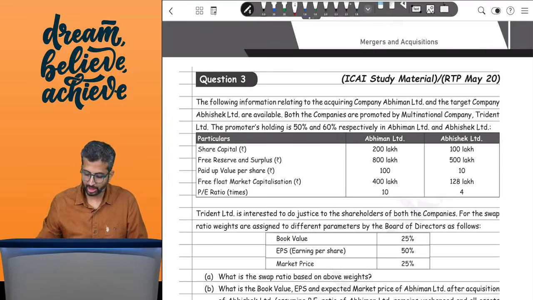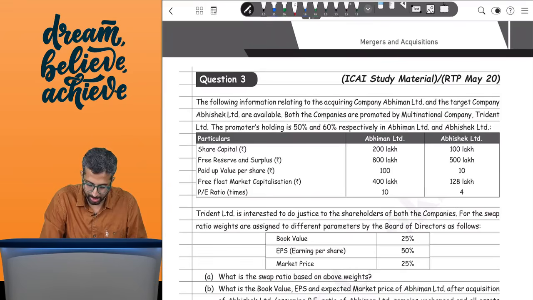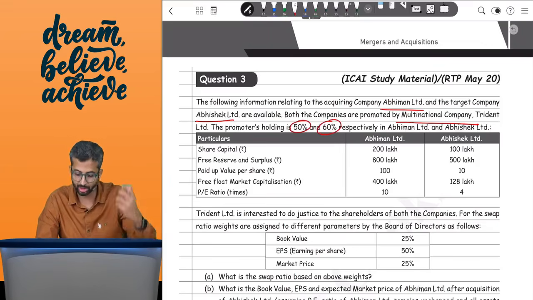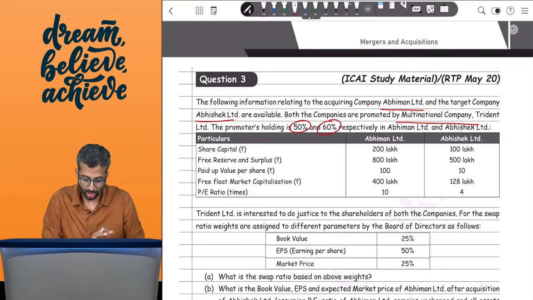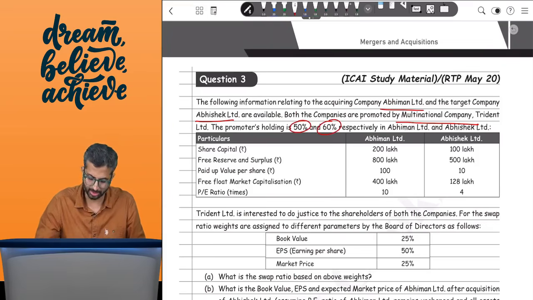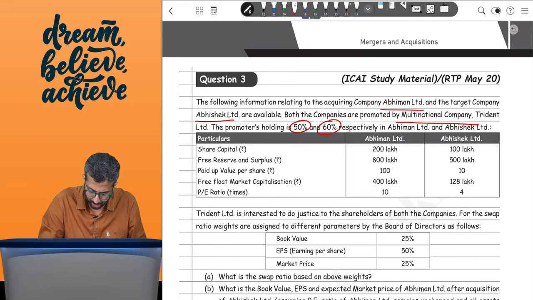Following information is relating to the company Abhiman and its target company Abhishek. So acquirer is Abhiman, target is Abhishek. Both are promoted by a multinational company Trident Limited, and the promoter is holding 50% and 60% respectively. So they are under the common control of Trident. In Abhiman they have a 50% stake, in Abhishek they have a 60% stake. Share capital is given, free reserves is given, paid up value per share is given, which is different, 100 for one company, 10 for the other company, and you have the free float.